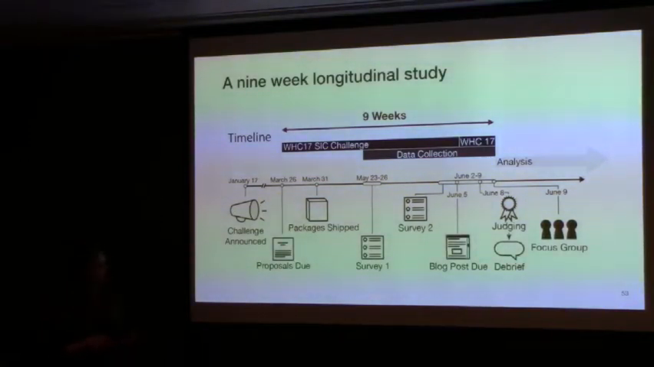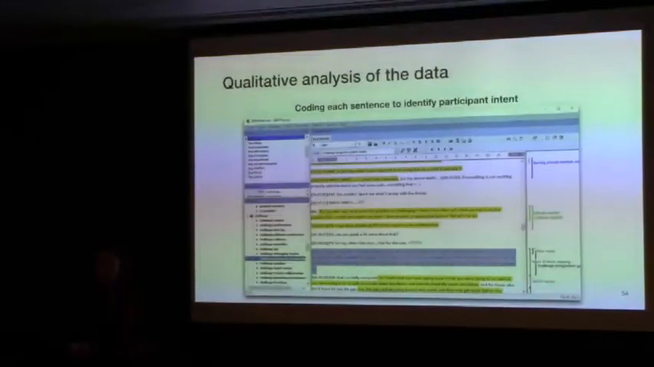And during these 9 weeks, we sampled their process. At the start, we had their proposals. During the process, we distributed 2 surveys to them. At the end, they wrote a blog post. We talked to judges of the challenge who evaluated their outcome. And we also had a focus group with the student teams to understand their experiences and challenges. So this gave us a lot of qualitative data, a lot of interview and survey data, which we analyzed with a qualitative analysis method called thematic analysis. What we did was that we transcribed all of the interviews. We also included all of the survey data. And then we went through each line of text and applied a descriptive code to explain what is the meaning behind what the participant is saying.